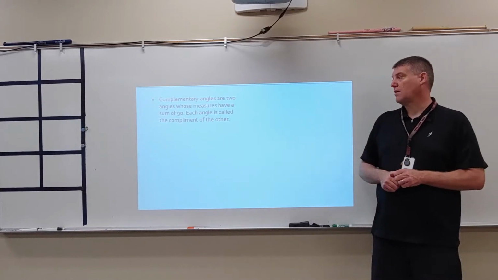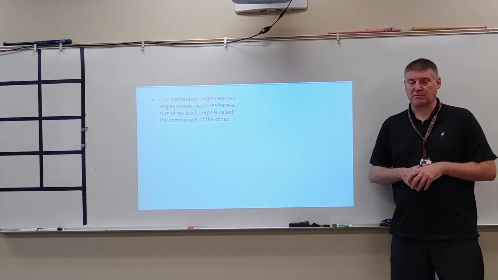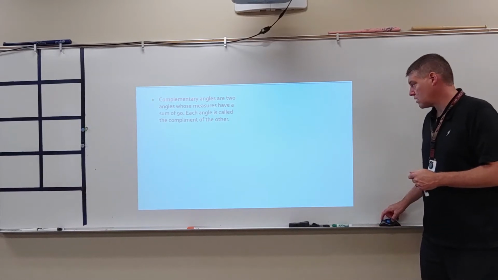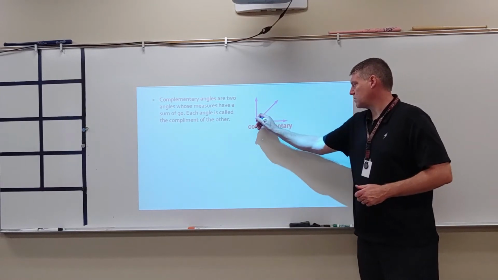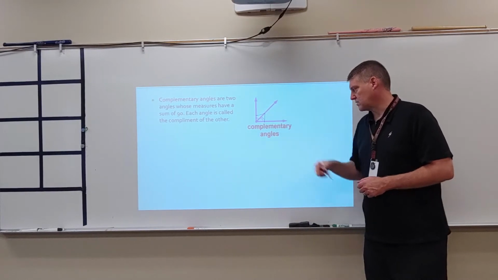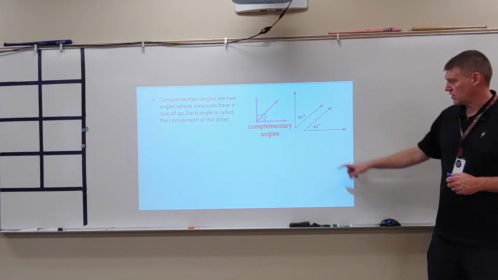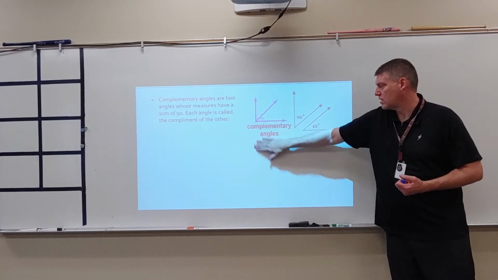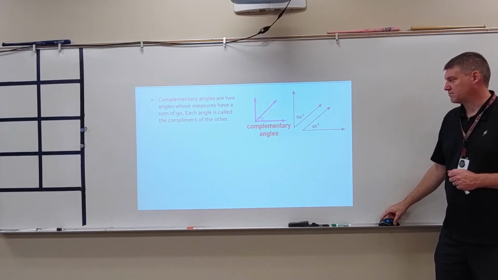Complementary angles are two angles whose measures have a sum of 90 degrees. Each angle is called the complement of the other. In our example here, these are complementary. This would be a right angle, and this angle is the complement of the other angle, so they add up to 90 degrees. Here's another example, 50 and 40. They're not always adjacent like they are here. As long as they add up to 90, they are complementary.